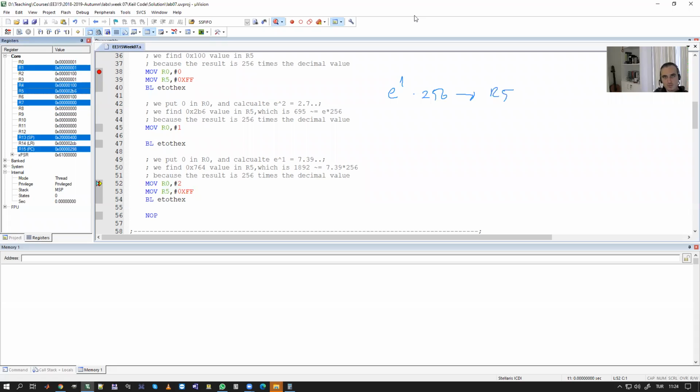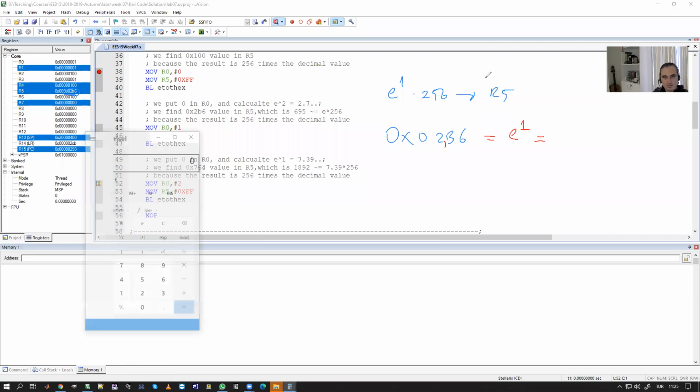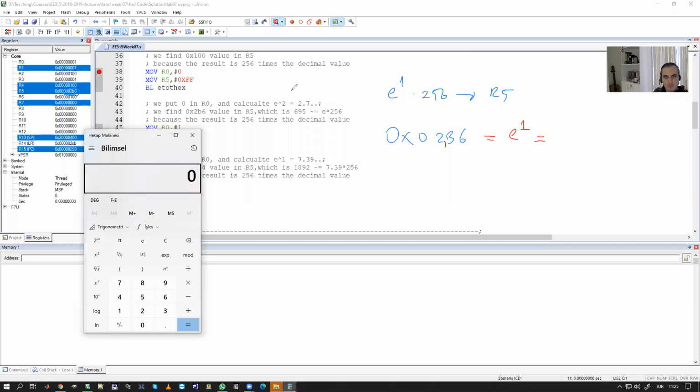Why do we have this number in R5? This number in R5. I'm going to write that number. Don't worry. So I have 0 to be 6. And what he said was, it was here. This should be e to the 1. What is e to the 1? What is e to the 1? That's this number.